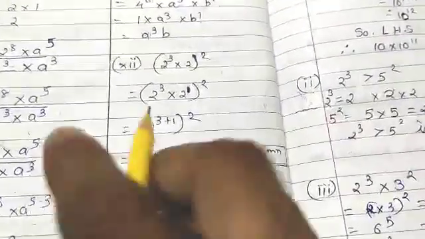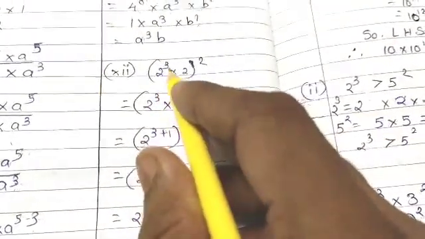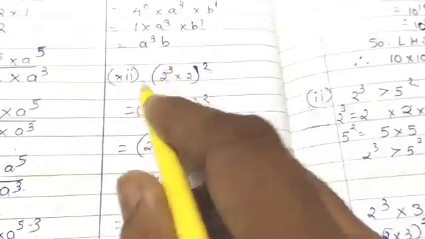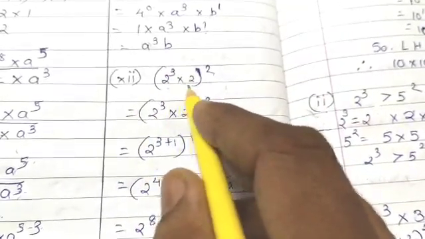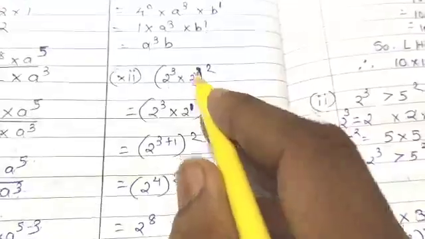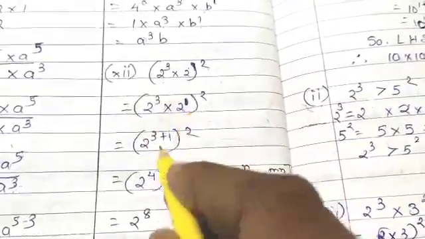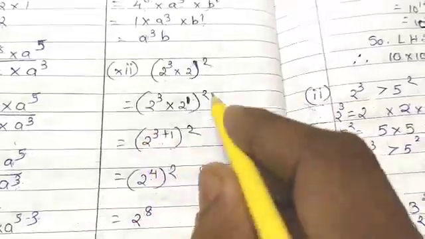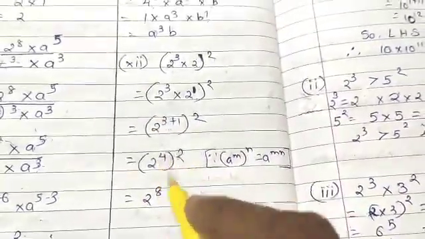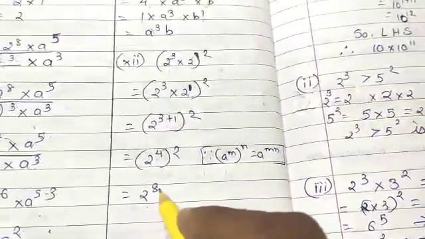Now in that only last one, 2 raised to the power 3 multiplied by 2 the whole square. Now we will try to solve this, resolve this bracket first, that is consider its power as 1, that is 2 as a base one time, then add the powers, that is 3 plus 1 gives 4, whole raised to the power 2, that is power to the power, that is 4 into 2 is 8, so your answer will be 2 raised to the power 8.